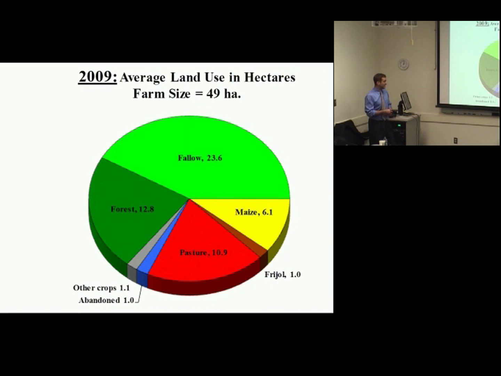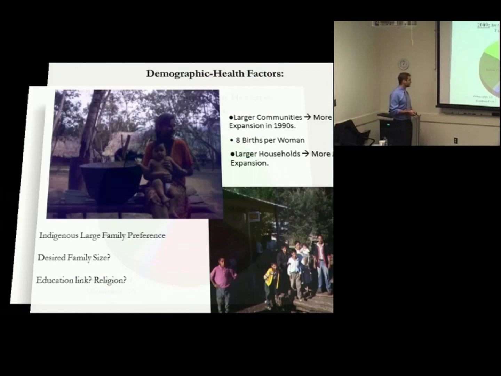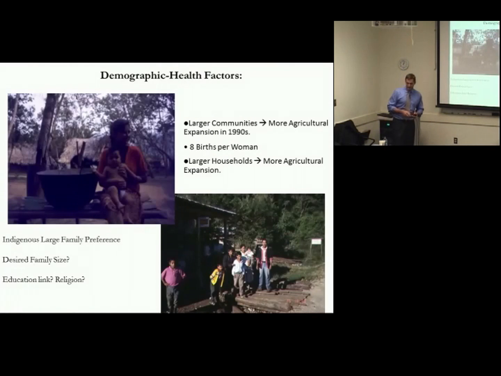Well, just 10 years later, we see that fallow has greatly expanded, pasture has mushroomed, and there's very little forest left on the internal frontier. That's a very dramatic forest change in about 10 years. So what are some of the demographic and health factors related? In a multi-level model, larger communities were associated with more agricultural expansion during the 90s.